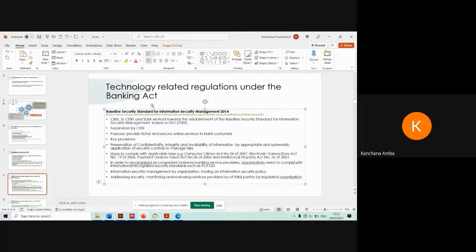So this has to comply with all applicable laws. There are so many other laws. It very specifically says you can't just stick to what is said here, but there are so many other laws related to the use of technology in banking, like computer crimes, electronic transactions, payment devices fraud act, IP Act, and now we have the Data Protection Act as well. So all these acts, you have to comply with them as well.